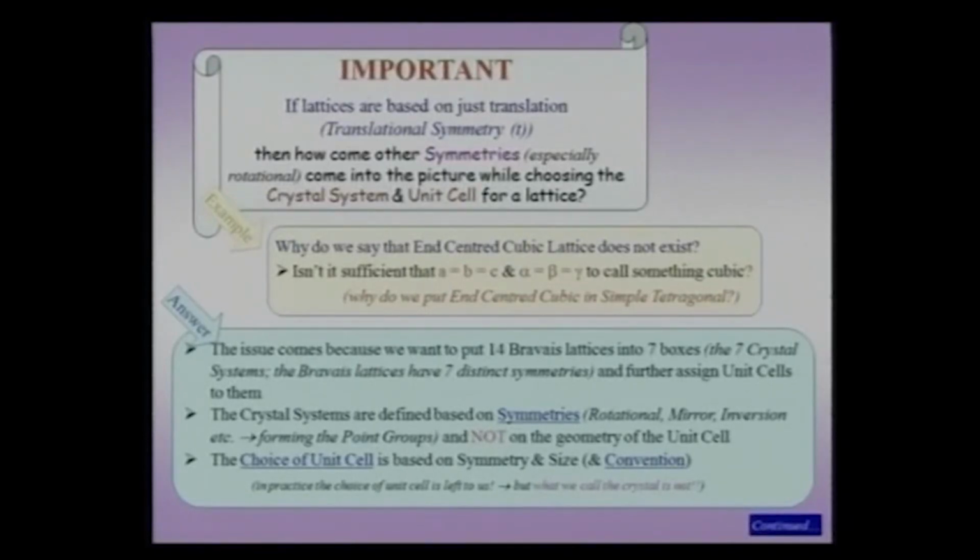If lattices are based just on translation, then how come other symmetries, especially rotational symmetries, come into the picture while choosing the crystal system and the unit cell for the lattice? Some part of this question we had already asked, and in that sense it is just a revision. The question we are asking is that if lattices are based just on translation, then how come these other symmetries, especially rotational symmetries, come into the picture while talking about the concept of a crystal system or the choice of the unit cell?